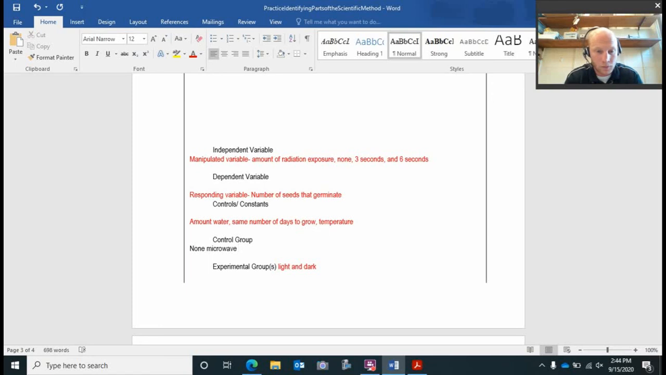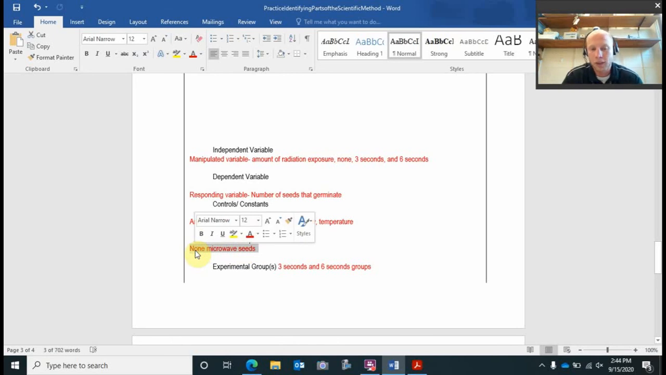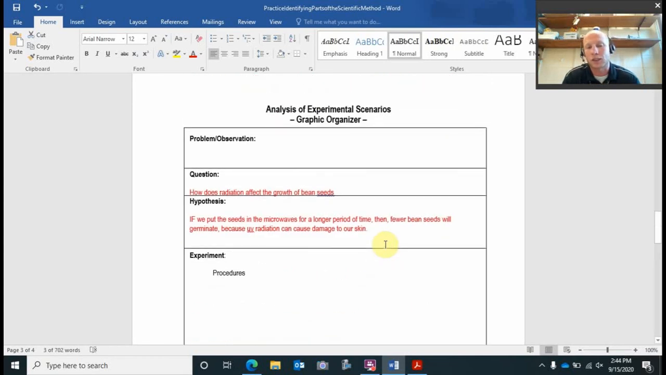Microwave seeds. Okay. Then our experimental groups down here would be the 3 seconds and 6 seconds groups, which are actually our experimental groups, right? So we would like to know if radiation even affects them. So we need to go ahead and check out if the seeds that aren't put in a microwave grow the same as these experimental guys, then we don't even know if radiation affects it.